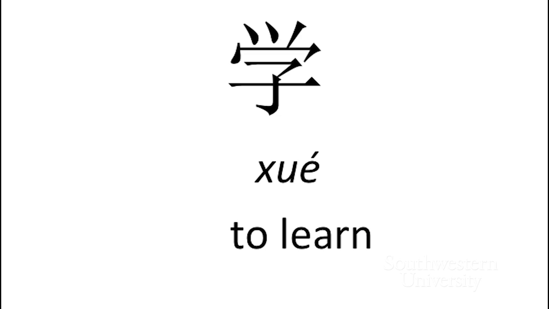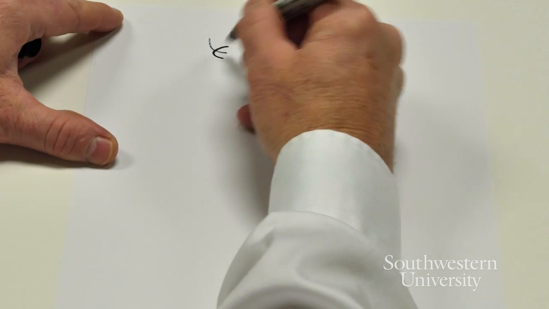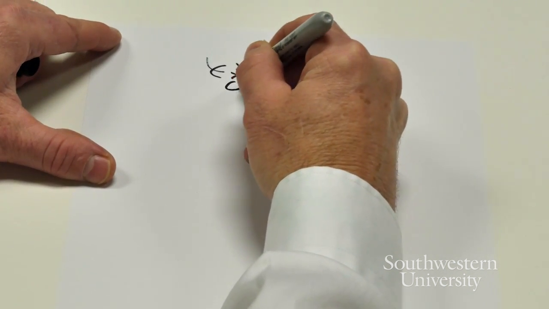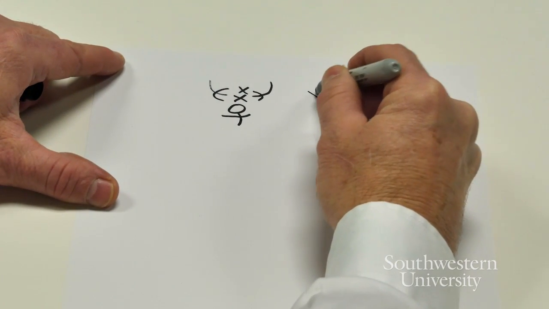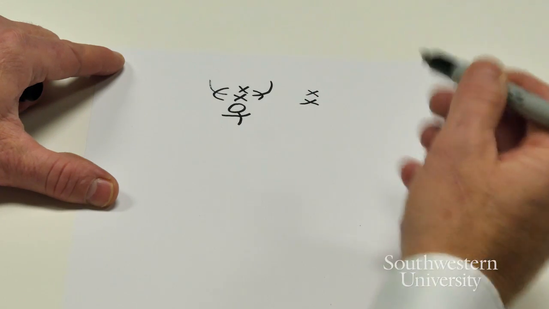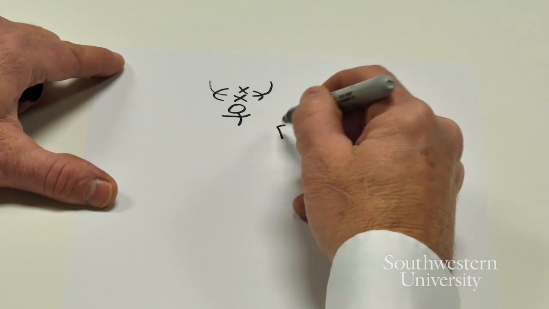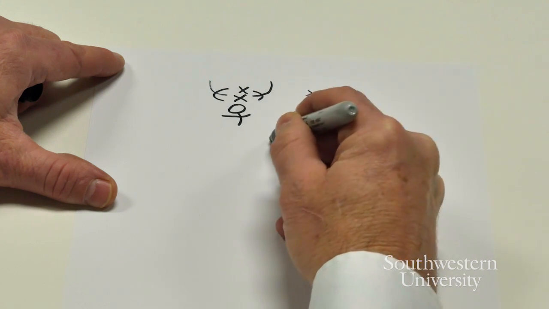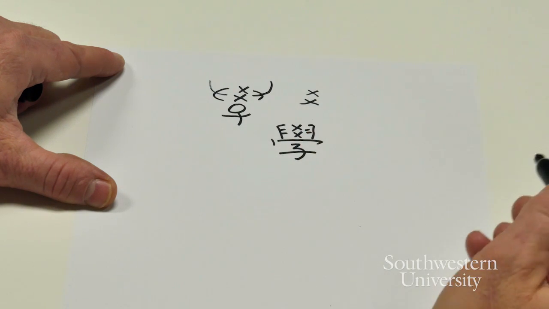The next character is xue. Xue, to learn, anciently was a depiction of two hands passing down instruction to a child. So these crossed lines here actually indicate the changes of nature, but we don't need to get into that. In the traditional character, it came to be written like this. You can still see the two hands, a roof, and a child to study.